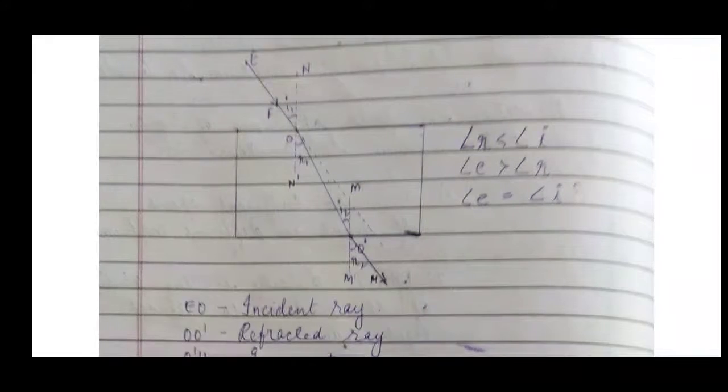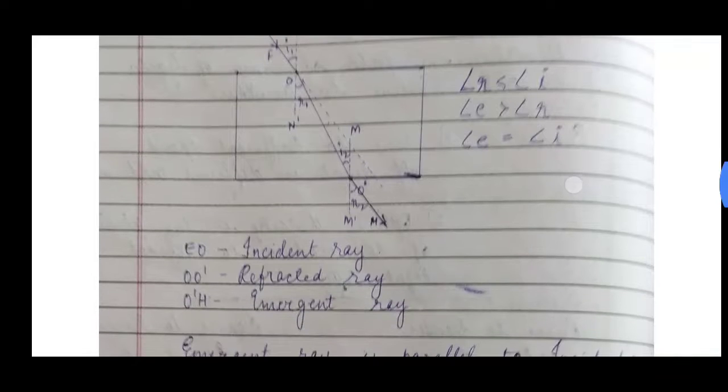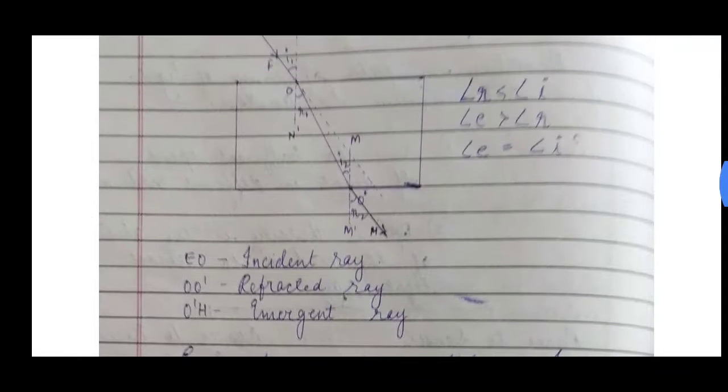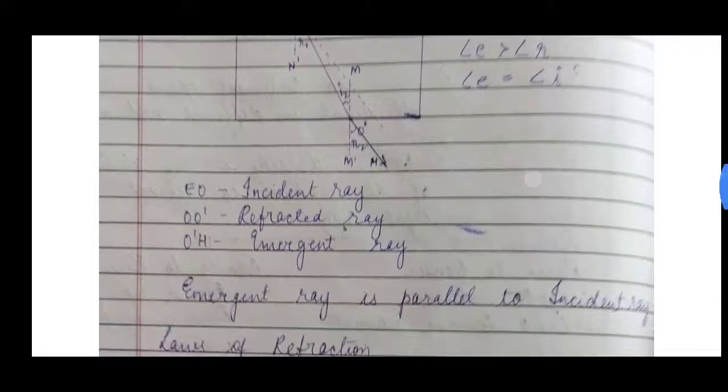That means we can say that the angle of emergence is equal to the angle of incidence. The emergent ray is always parallel to the incident ray. So this is the conclusion of this activity. This activity, you can read it from your textbook.